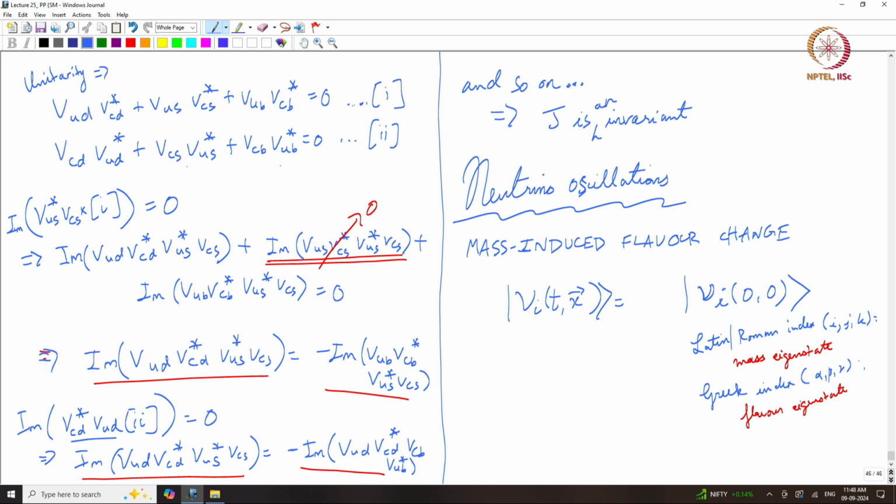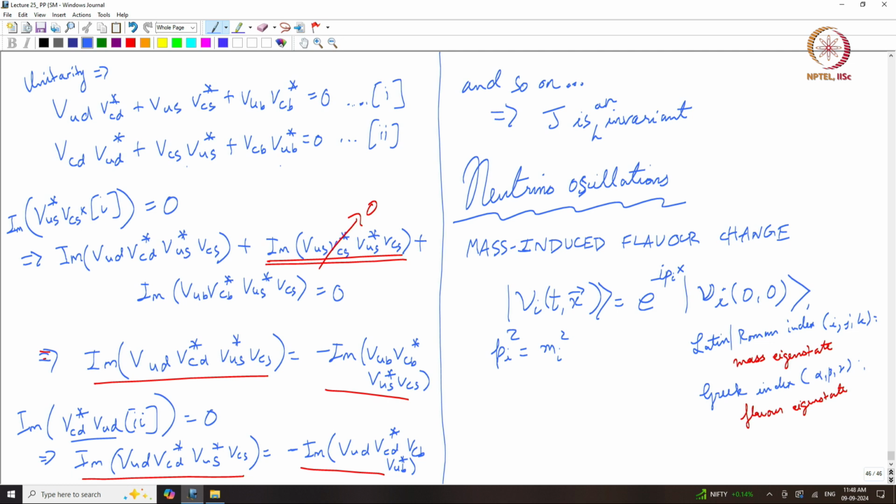From the Schrodinger equation, that is just e power minus i p_i x, where p_i squared is m_i squared. So, here it is even more manifestly clear that i stands for the mass index, correct, the mass basis index. Okay. So, you agree with this much?